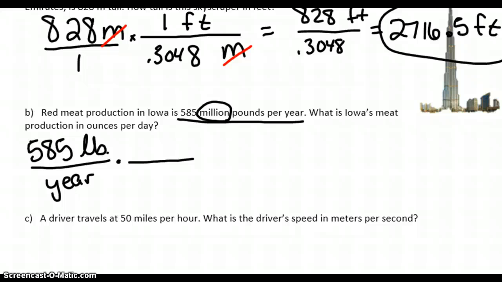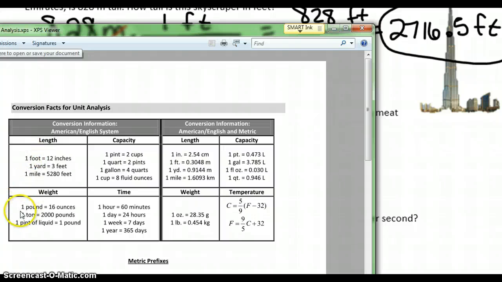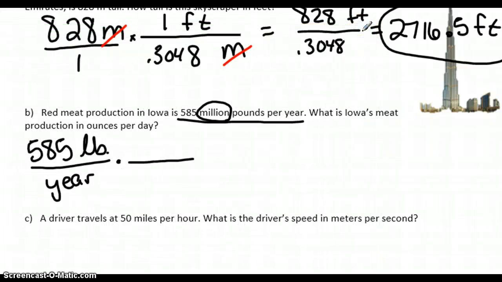Okay. So 1 pound is equal to 16 ounces. Okay, so there are going to be 16 ounces in a pound. All right, so pound is on the top of this fraction, so pound needs to be in the bottom of this fraction, and 1 pound is equal to 16 ounces. So that's going to allow me to cancel pounds, and now my units are ounces per year. Okay, we need to keep going.